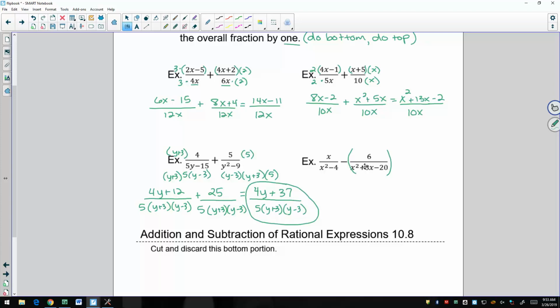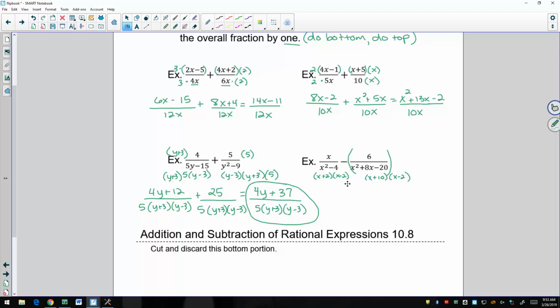So when I look at these denominators, it's kind of tricky to know what the common denominator is going to be until I factor. This guy on the left is a perfect square. It would be x plus 2, x minus 2. This guy is 1am. You're going to factor that. You need the factors of 20, negative 20, that give you 8. That's going to be x plus 10 and x minus 2.